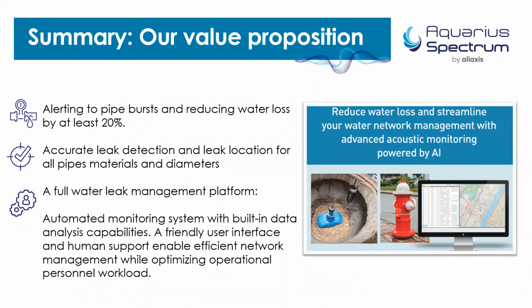Right. So in terms of value proposition for our customers, we alert to pipe bursts and we help them reduce water loss by at least 20% in the first couple of years. Now, this number is really a minimum. In many districts and water utilities, we reduce NRW by 30, 40, even 50%. Of course, all depends on the status of the network at the start, but that's at least what we do. So pipe burst alerting, reducing NRW at least 20%.